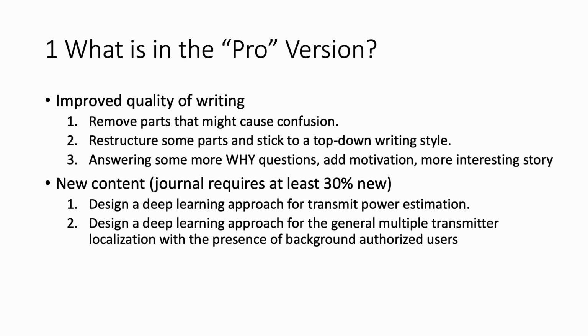What is also in the Pro version is that there are more new content. While extending a conference paper to a journal, the journal requires at least 30% new content. So I added a bunch of content, and the two main parts are, first, I designed a deep learning approach for transmit power estimation. And number two, I designed a deep learning approach for the general multiple transmitter localization with the presence of background authorized users. In the rest of the presentation, I will focus on these two new contents.